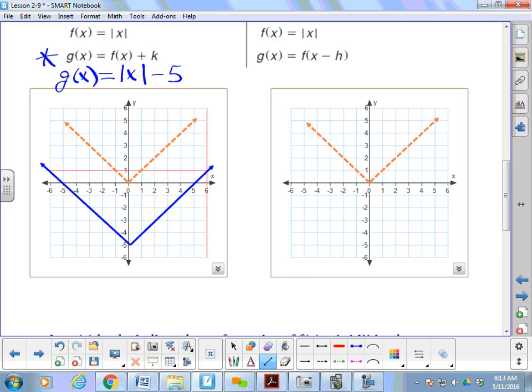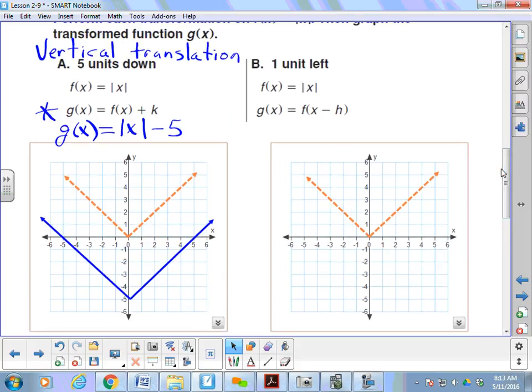And I don't know where that red line came from there, so there we go. Okay. And make that a solid line when you draw that. So when you're drawing the translation, make sure you're drawing a solid line. Make sure you're saying that this is a vertical translation, 5 units down, and write the new function. Okay, g of x equals absolute value of x minus 5.